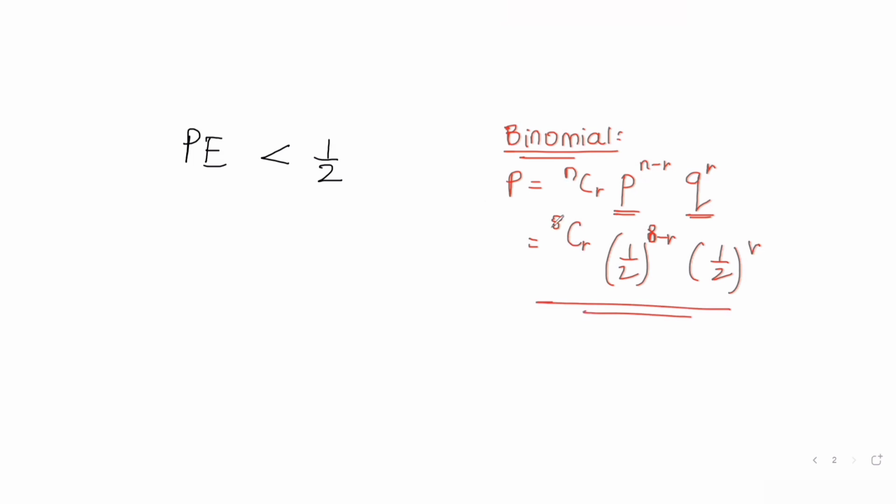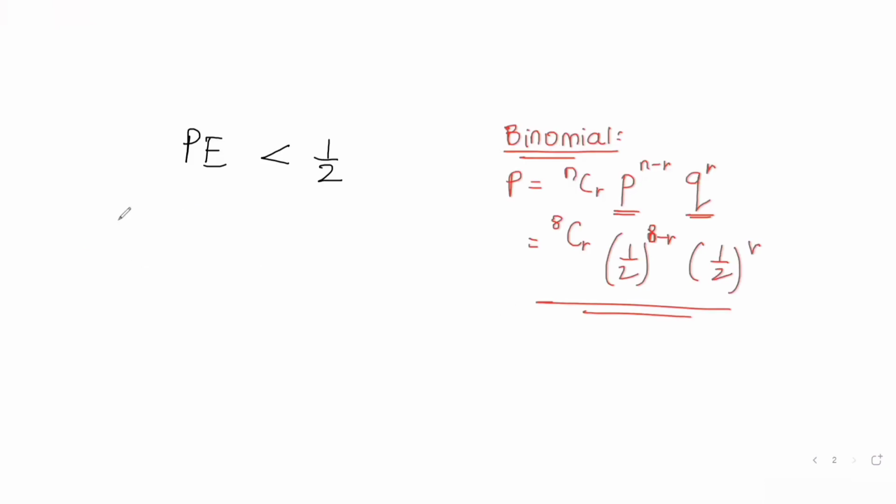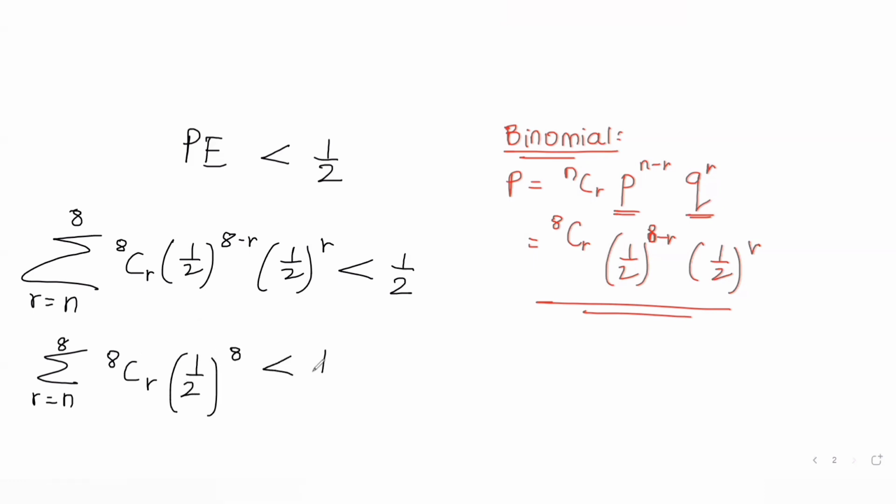Now, the probability of guessing at least n correct answers is the summation over the number of correct answers from n to 8, 8 being the highest number of questions answered correctly. That is given by the sum of 8Cr (1/2)^(8-r) (1/2)^r, which is less than half. Solving this further, r goes from n to 8, the sum of 8Cr times (1/2)^(8-r+r), so it becomes (1/2)^8, and this is less than half.